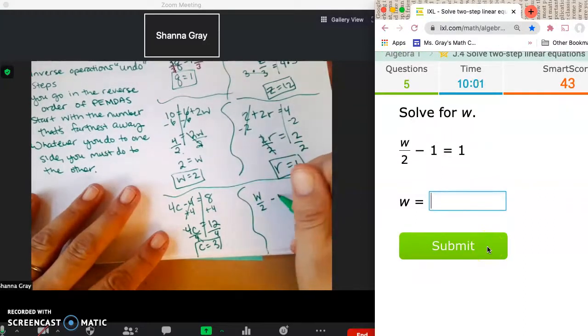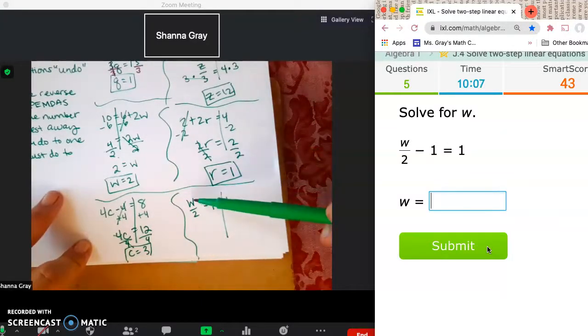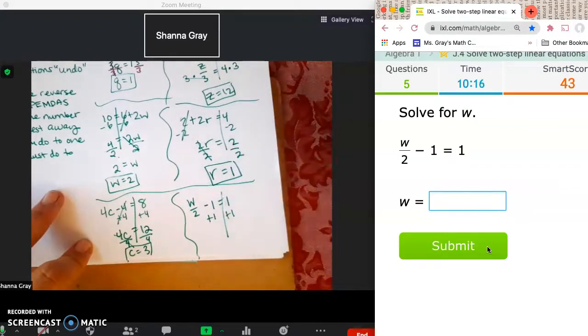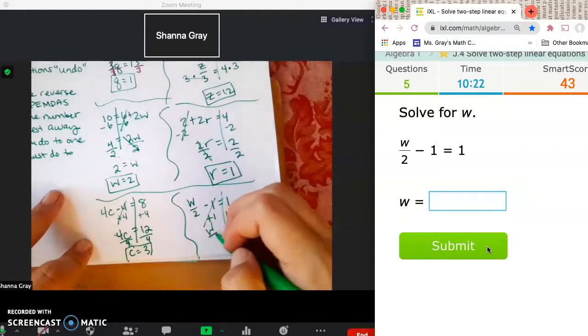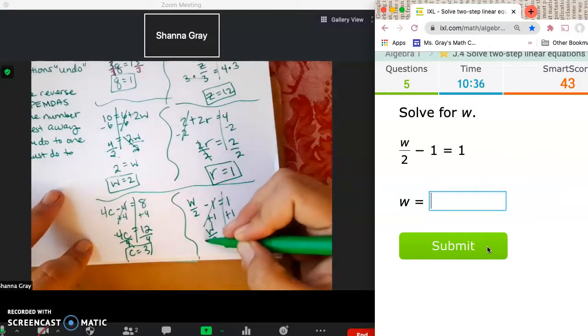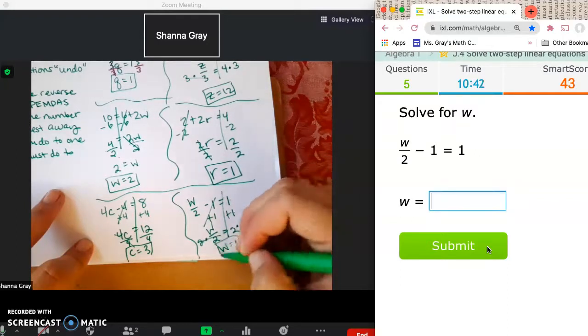W over 2 minus 1 equals 1. So starting with W here, the one that's farthest away from it is this 1. So I'm going to do the opposite, which is to add 1. And whatever I do to one side, I'm going to do to the other. Negative 1 plus 1 cancels out, and I end up with W divided by 2 equals 1 plus 1, which is 2. So if something divided by 2 equals 2, then hopefully you can figure out that this is 4 divided by 2 equals 2. But if I go through the math, if this is dividing by 2, the opposite is to multiply by 2. And I end up with W equals 4.